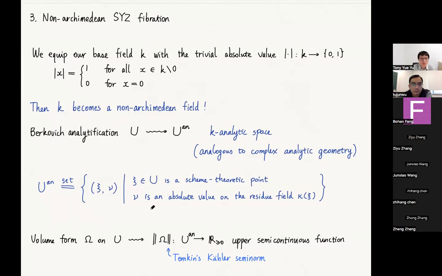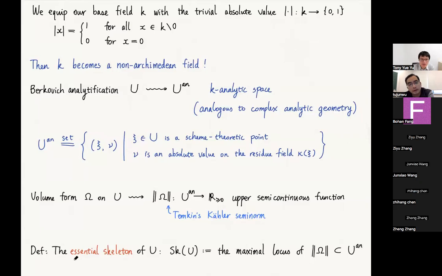So in particular, we can take norms of everything. In algebraic geometry, we don't have norm. Analytic means we have norm. So in particular, for the volume form, we can take its norm. There is a natural norm over the canonical bundle, called the Temkin scalar seminorm. And we can take the norm and we get the upper semi-continuous function.